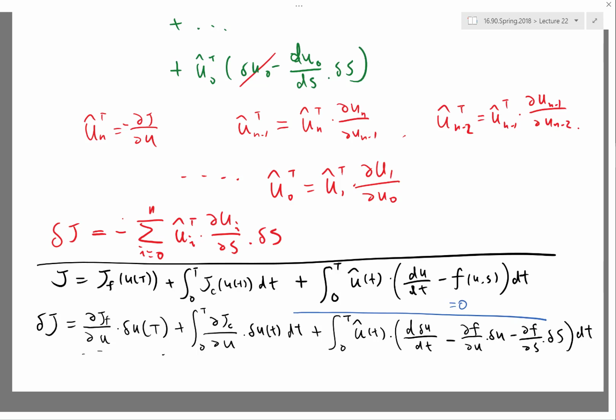Imagine if I give you a delta s and ask you to compute delta J, what would you do? How would you program your computer for df/ds? What do you need to compute df/ds?